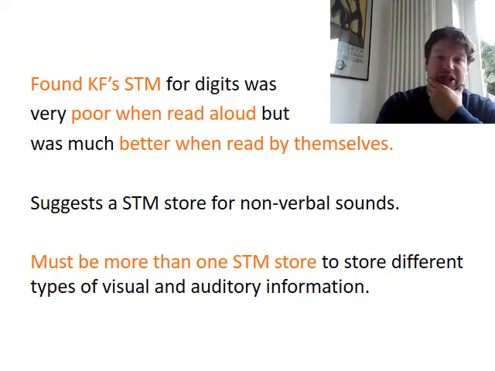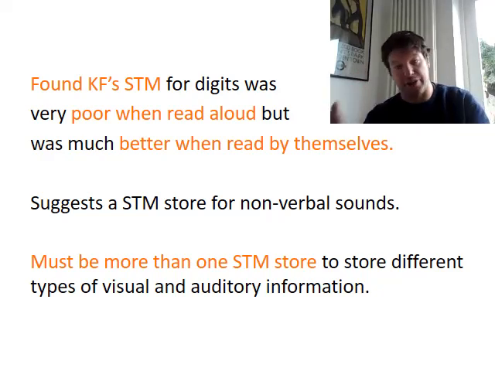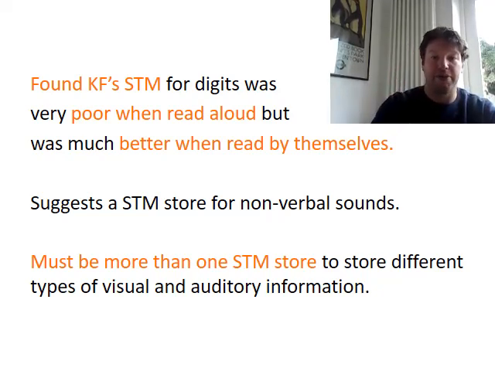It was found that KF's STM for digits was very poor when read aloud, but was much better when they read them themselves. This suggests the STM store for non-verbal sounds. So this study is saying that there must be some separate way in short-term memory to deal with verbal and non-verbal, whereas in the multi-store model it's just one box and there's no differences. There must be more than one short-term memory store for different types of visual and auditory information. And at this point you can write the working memory model. Basically, we're going to look next week at another model which actually does do that and separates out those different types of information.